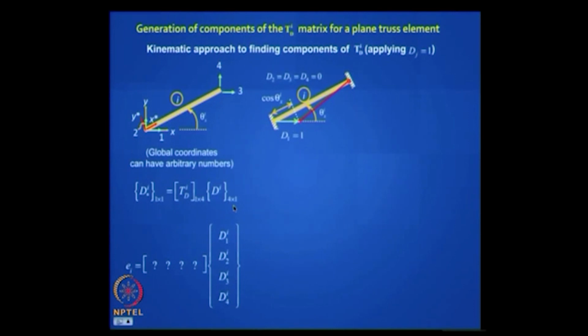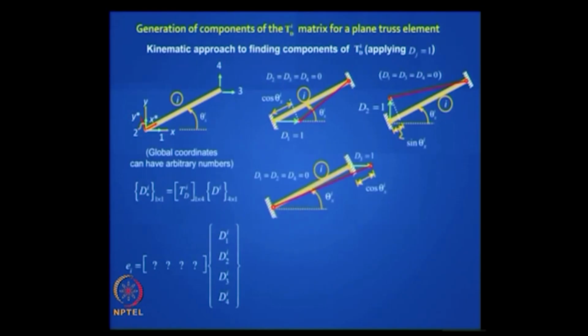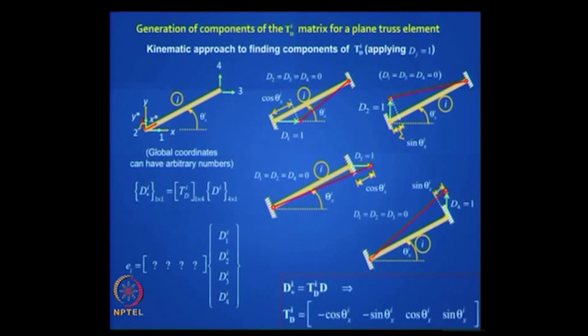Well, let us do it from first principle. You put d1 equal to 1, okay? How much will be the elongation? A component of that is cos theta. Will it be plus or minus the elongation? It will be minus. You put d2 equal to 1, can't you see the length of the element is reducing? It will be minus sine theta. If you take the other end and you pull it horizontally and you lift it up, that is your transformation matrix. Does it make sense? That is the answer to these question marks.